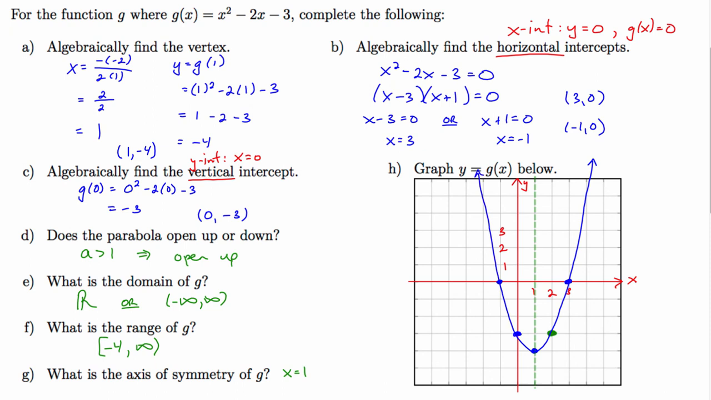And for having done this without a computer, this is a pretty decent sketch. We will remove the axis of symmetry from the graph, and there we have the sketch of the graph of the function y equals g of x, where g of x equals x squared minus 2x minus 3. Typically, when you algebraically find the vertex, horizontal intercepts, and vertical intercept, you will typically have 4 points that you have calculated. You can obtain a 5th point by using the symmetry of the parabola itself.